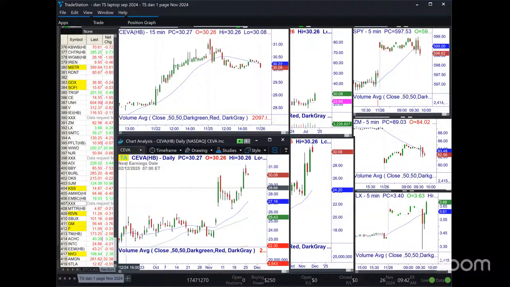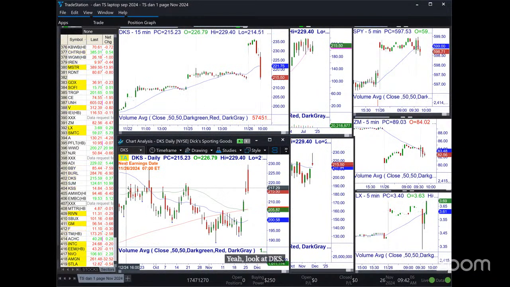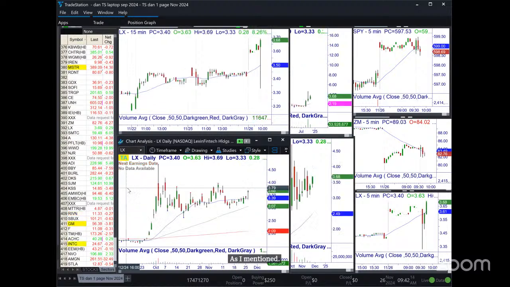Yeah, look at DKS. I gave it all up. Well, it was a call spread idea, as I mentioned. All right, the LX actually triggered after the big old move down. I told you I got filled at 355 as soon as the market opened because I was bidding based on the bullish pre-market action.